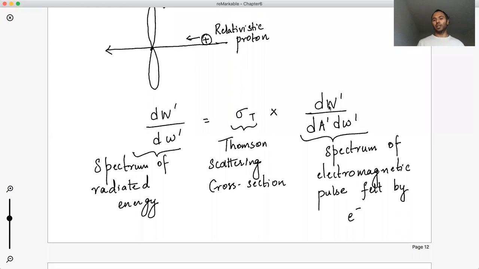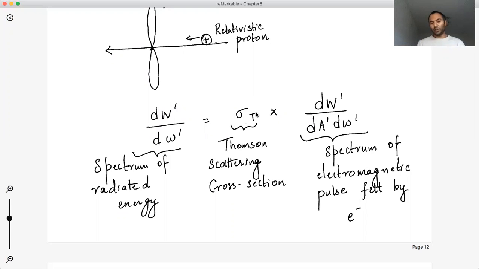Okay, so this is energy per unit frequency per unit area, right? So the areas cancel out. This is the pulse you feel per unit area, and the size of the electron is the Thomson scattering cross section. That's the meaning of the Thomson scattering cross section. It is how big an electron looks to photons when it's trying to scatter electromagnetic energy. Photons see an electron as an obstacle of this cross section, right? That's the intuitive understanding.